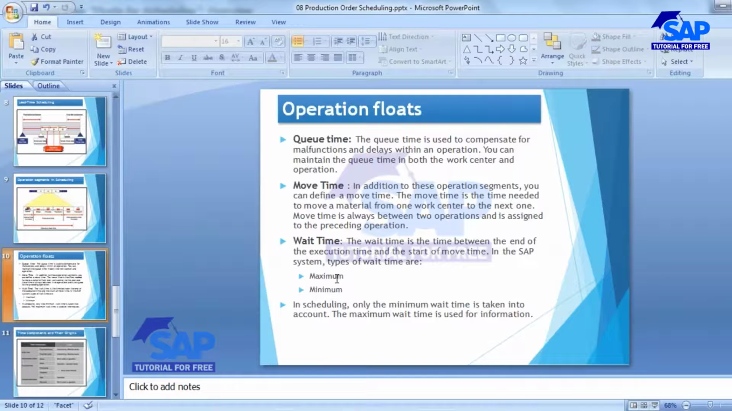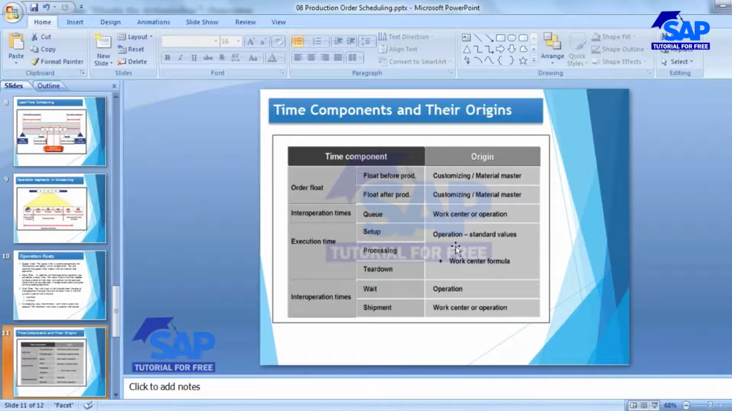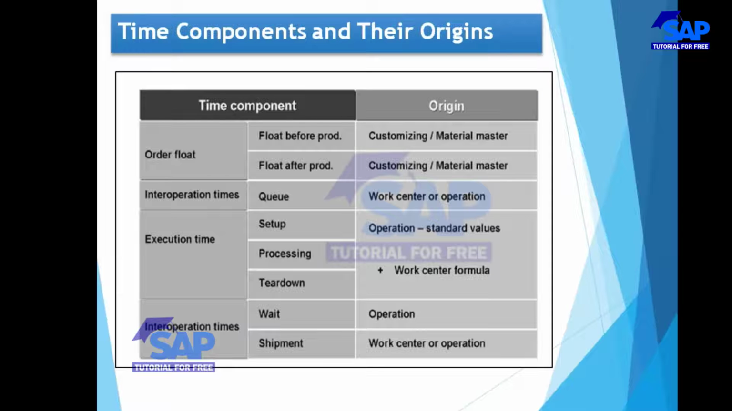Now where are all these timings maintained in our system? These are the places. Order floats are maintained in scheduling margin keys. First you maintain them in the customization, and then ultimately in the material master. For inter-operation times, queue time is maintained in the work center or in the operation. Execution times you maintain in the operations, and based on the formulas they get calculated. Other inter-operation times like wait time and move time can be maintained over here. So these are the places where all your time components are maintained in the system.